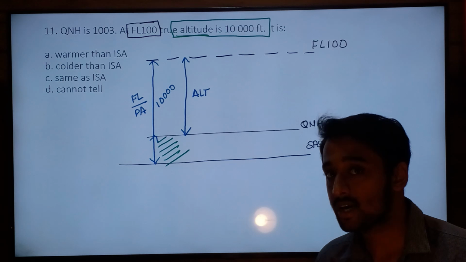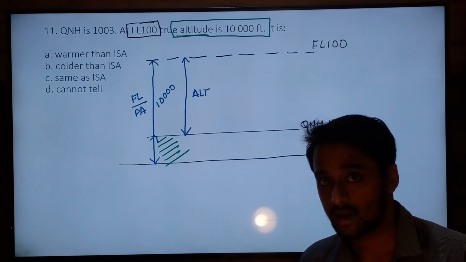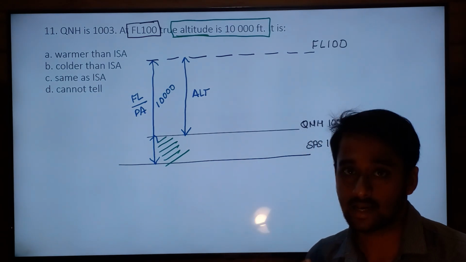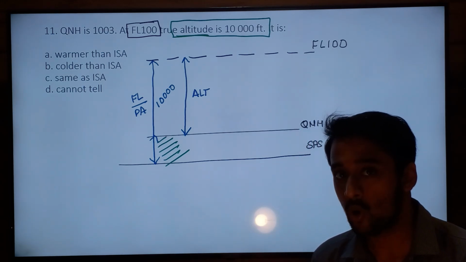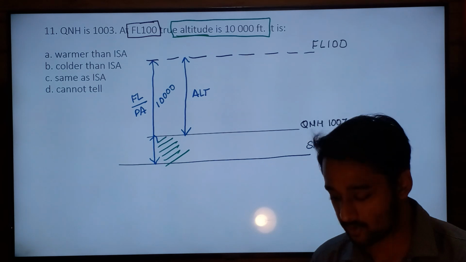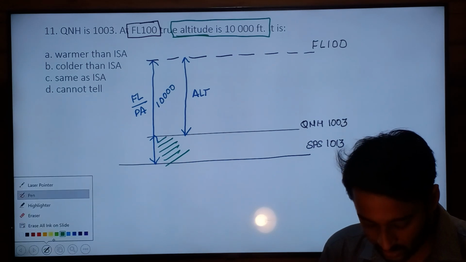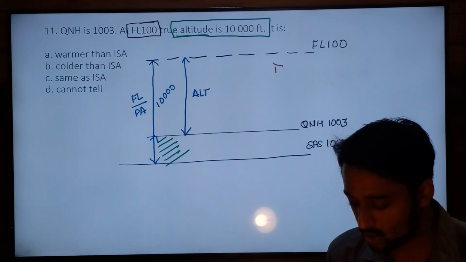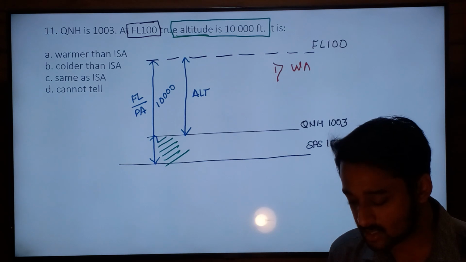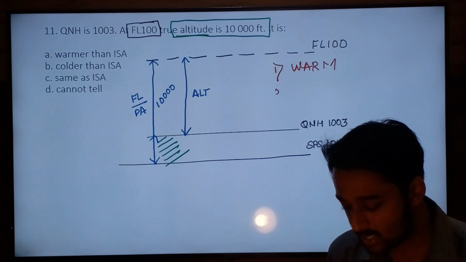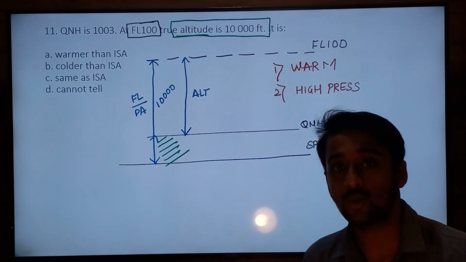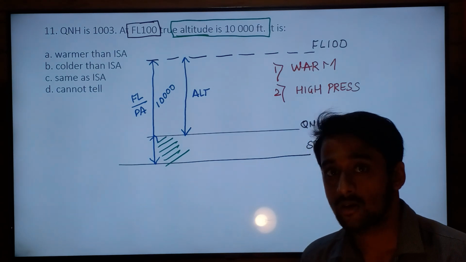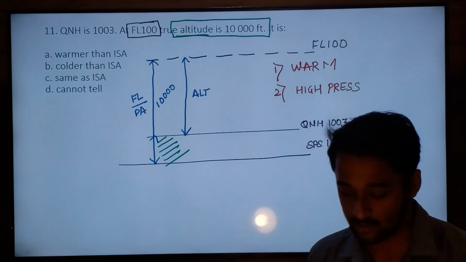That means that altitude has not decreased, that means that altitude has increased. So what atmospheric conditions will increase your true altitude? There are two atmospheric conditions which will increase your true altitude. First is warmer than ISA conditions, and second is high pressure air mass. These two conditions tend to increase your true altitude more than your indicated altitude.